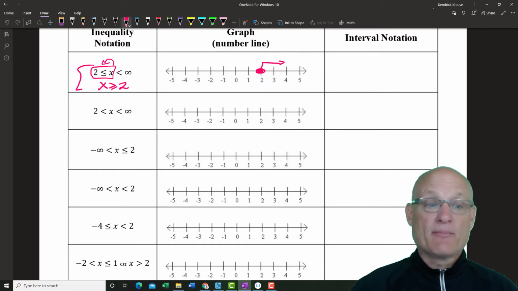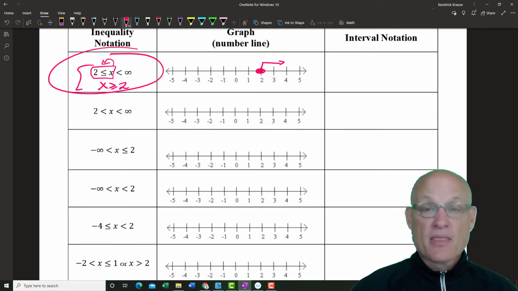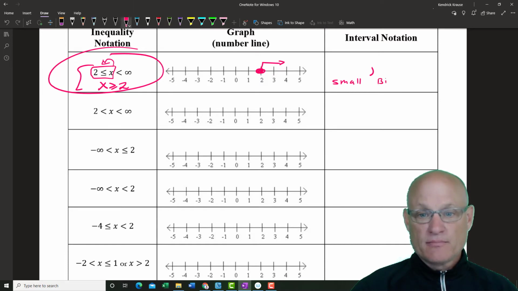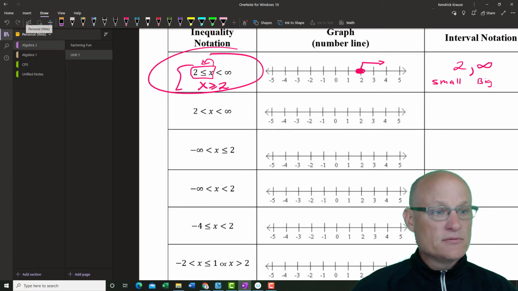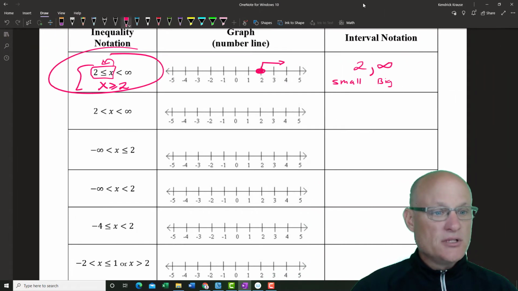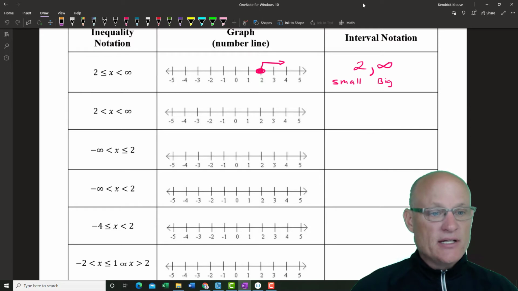So here's what I want you to remember for interval notation. This is inequality notation. For interval notation, I want you to remember to put a comma. And on the left side, you're going to put the small number. Always has to be the small number, and this has to be the big number, or the large number. So the small number is 2, and the large number is infinity. Then I come over here and I look at this and I say, okay, does it have an equal to? It has an equal to, so on the 2, I'm going to put a bracket.